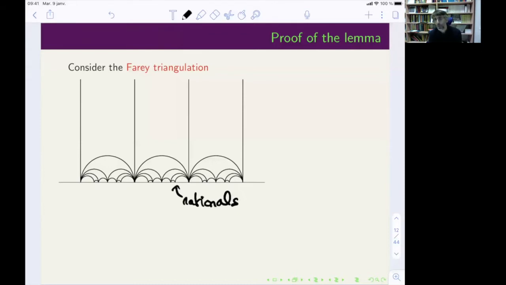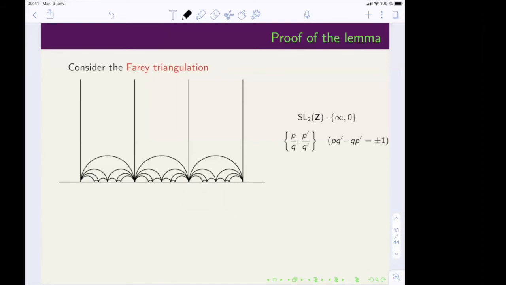You put a geodesic between two rationals if and only if these two rationals, let's say p/q and p'/q', satisfy the relation pq' minus qp' equals plus or minus one, because I don't care about the orientation when I draw the Farey triangulation.